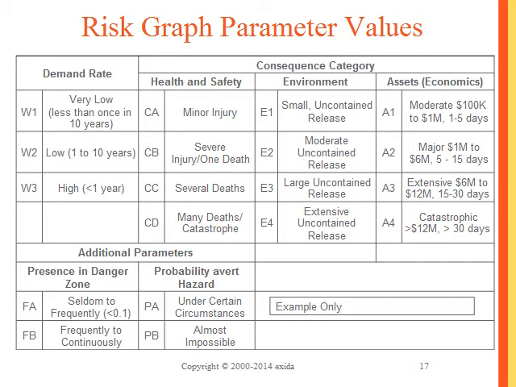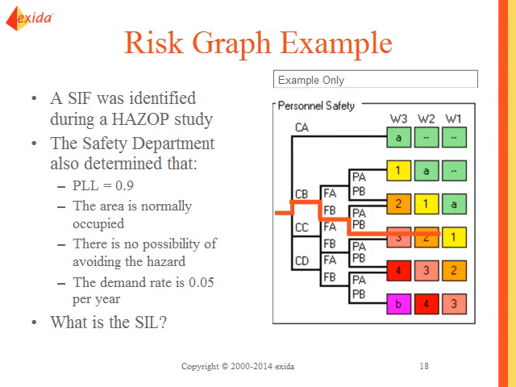So, for example, here are the risk graph parameter values, and these would be defined per your company's risk criteria. Here we have W1, it's very low, less than once in 10 years, W2, 1 to 10 years, and W3 is less than a year. Then in each consequence category you have health and safety, which is personnel. So there's minor injury, severe injury, several deaths, or many deaths. Then impact on the environment, small uncontained release, moderate, large, etc. And assets, what is the impact on economics in terms of money. Then you can have additional parameters, which we've said already. Occupancy is low or continuous or frequent, and then the ability to avoid the hazard, yes under certain circumstances, or no, it's almost impossible. These would be defined under your risk criteria.